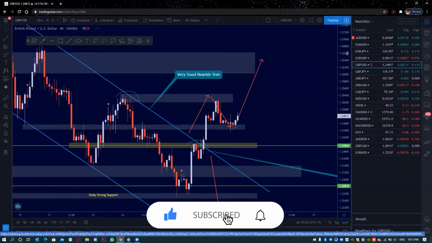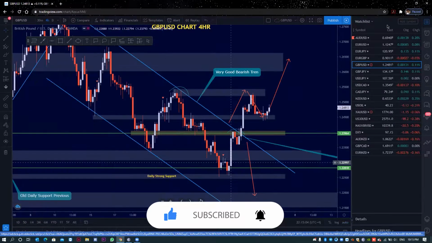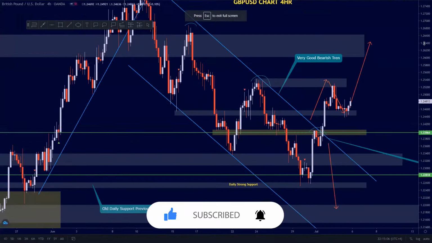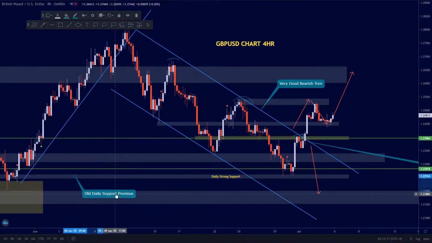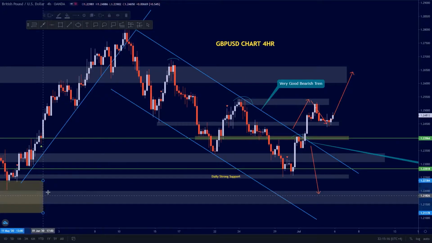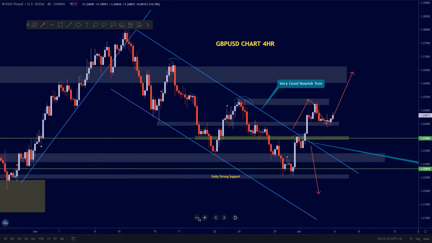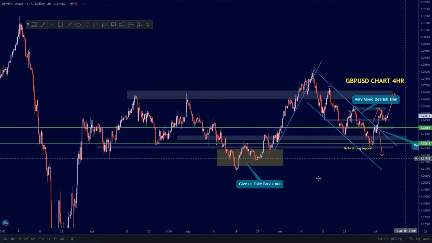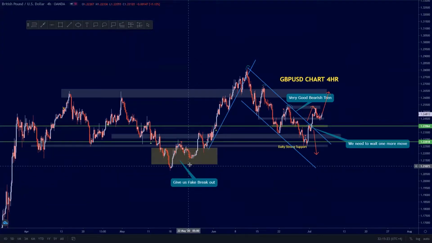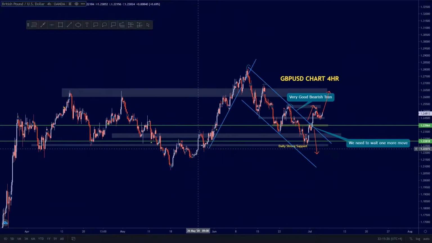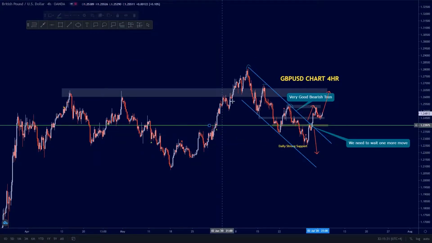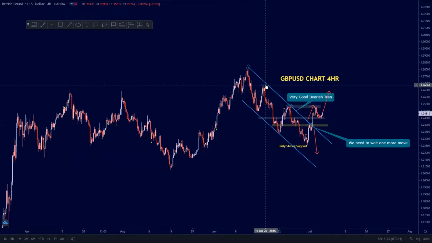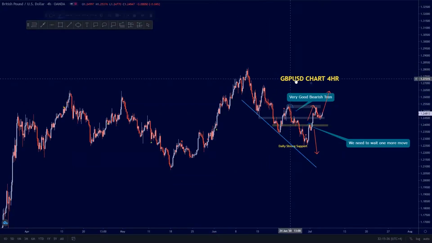First we go to GBPUSD. Okay, this is my old analysis. I will delete this. If someone gets it or does not get it, they have a question again, so you can ask.